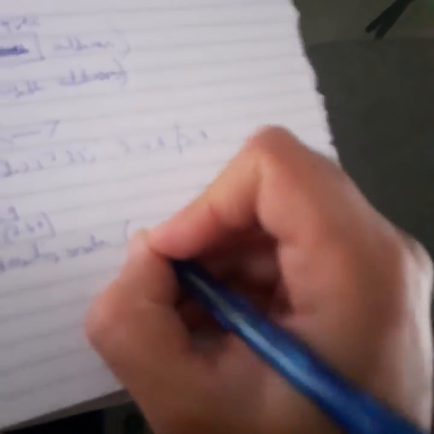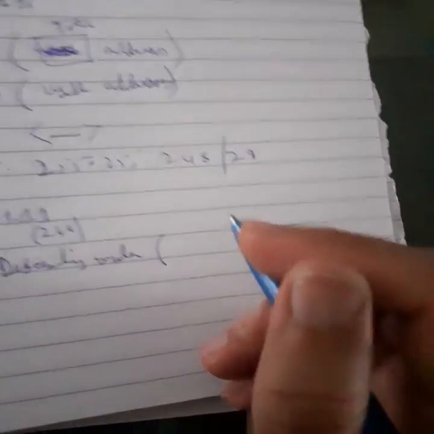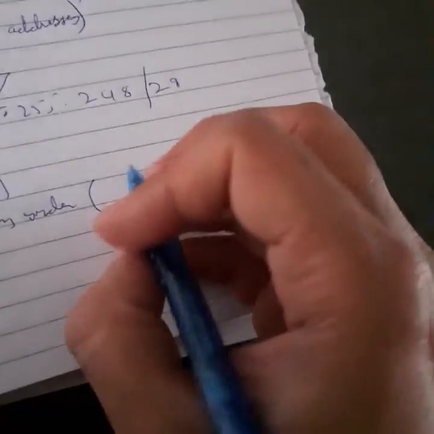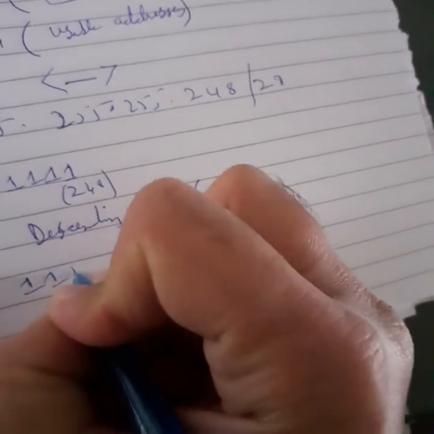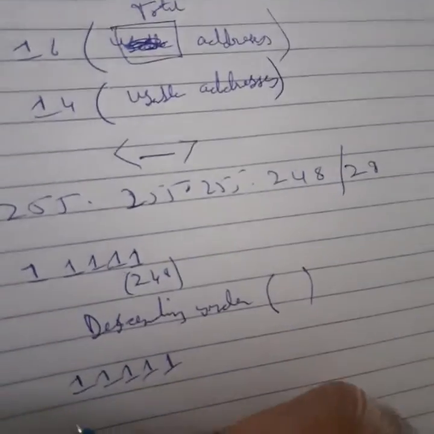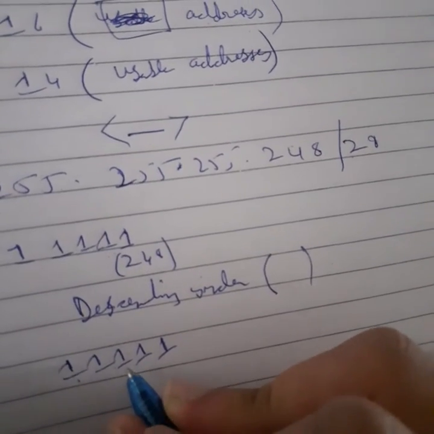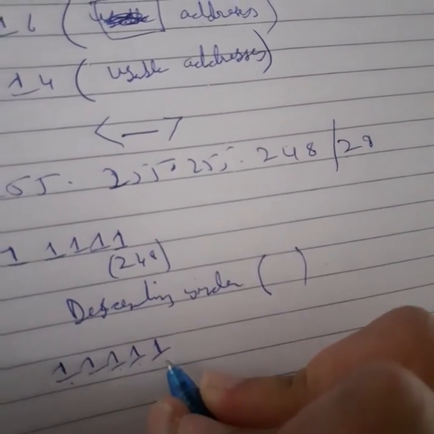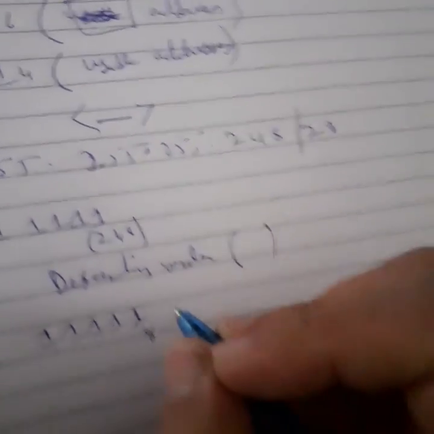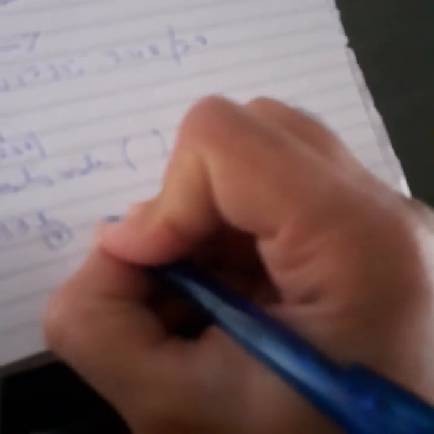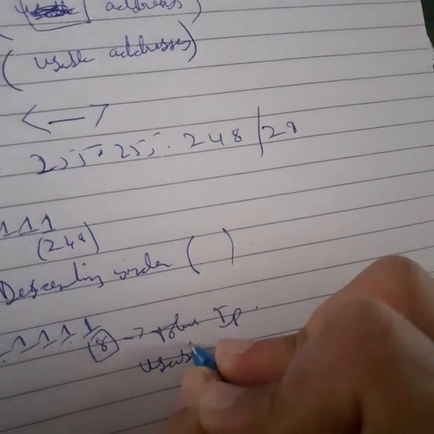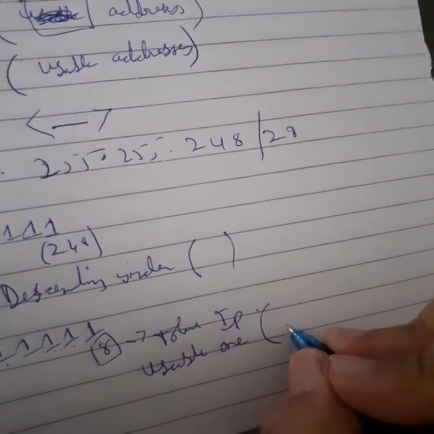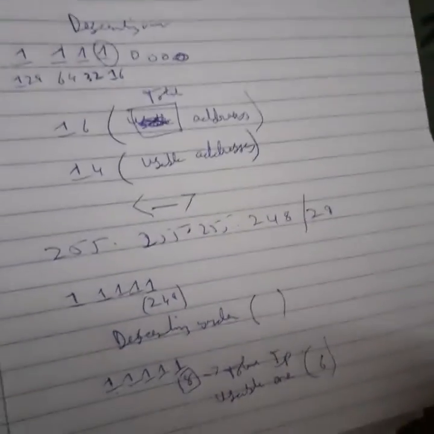Right, descending order. Before I go into another line. That's descending order. So in the descending order, this particular one will be 1, 2, 3, 4, 5. So that's 128, 64, 32, 16. This one is 8. So in the descending order, this is 8. So total IP addresses, total IP is going to be 8. And usable one are going to be how many? 6. So usable will be 6.